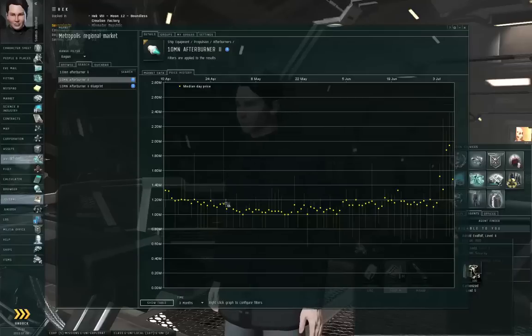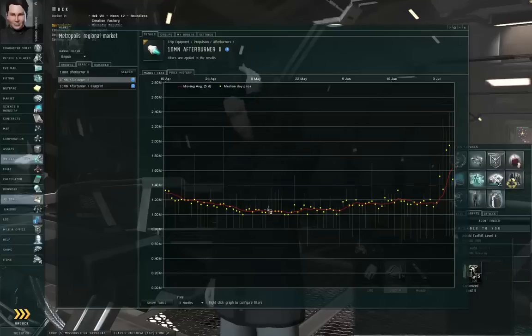So this is the full range of prices at which the afterburner was bought and sold. For those of you who are interested in the moving averages, you can right-click and show the 5-day moving average. Now, what is meant by the 5-day moving average is it takes these 5 median points for each day, and it calculates the arithmetic mean of them. Okay. It's essentially a trend line.